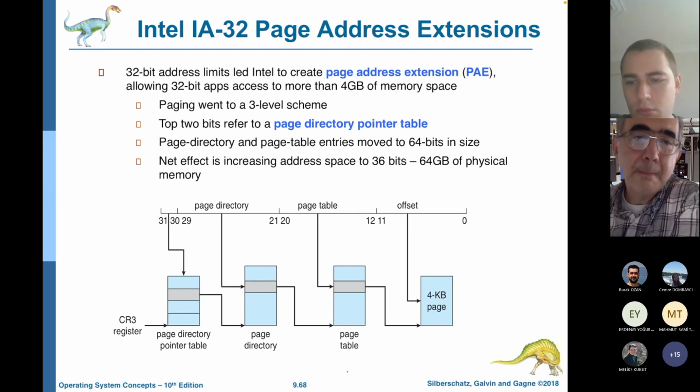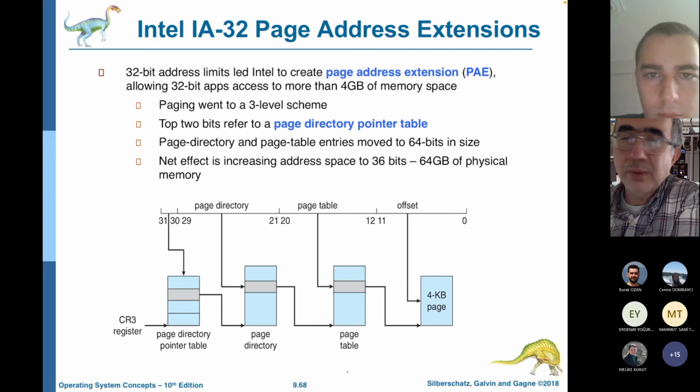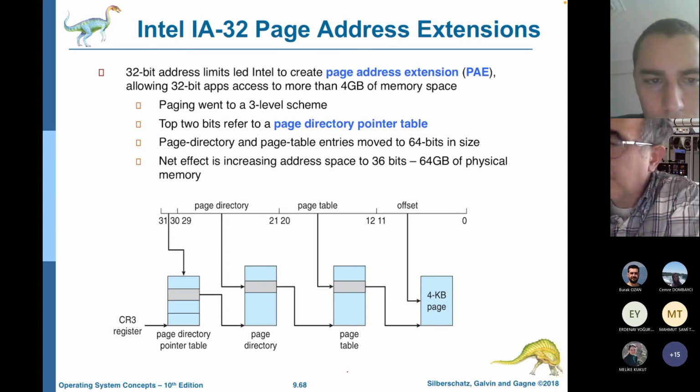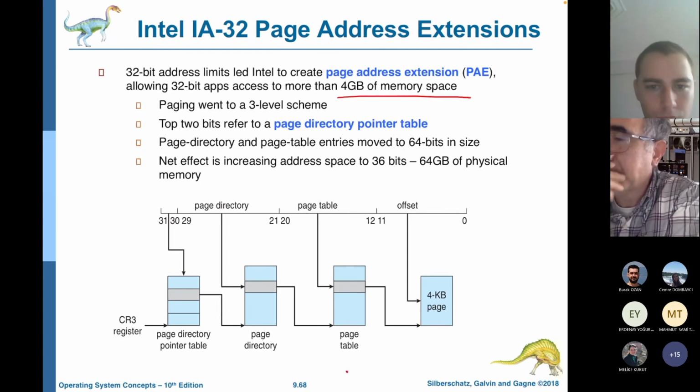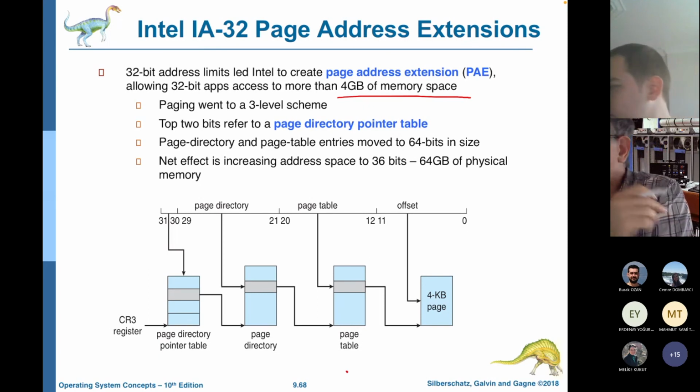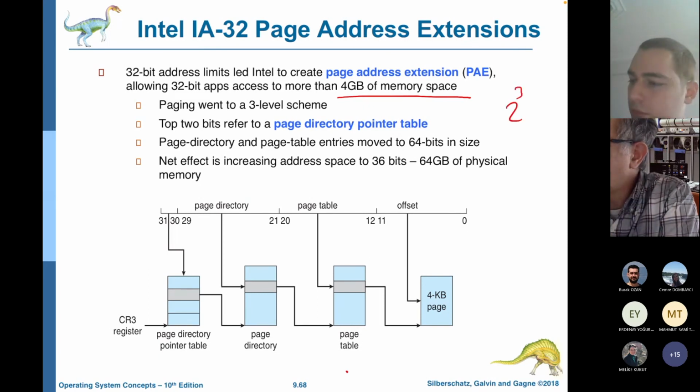So basically it is a multi-level page table. It allows apps to access more than 4 gigabytes of memory space. There is a 2 to the 32 limit.